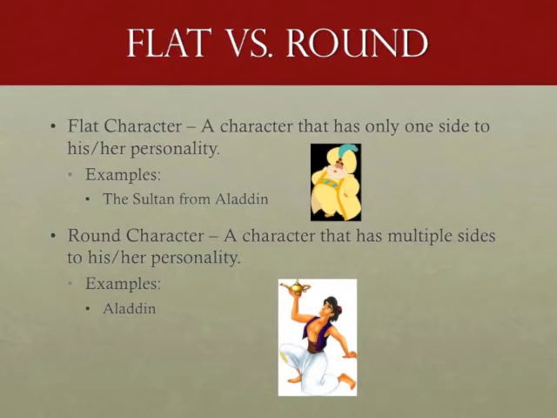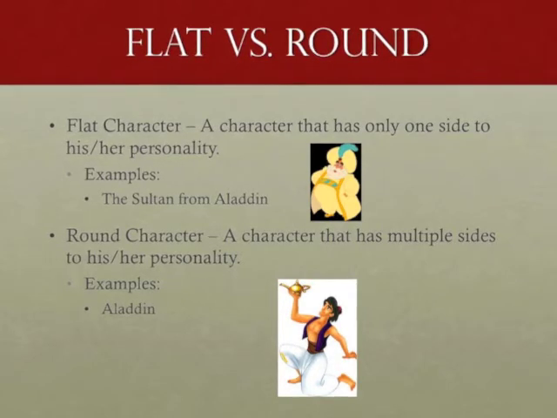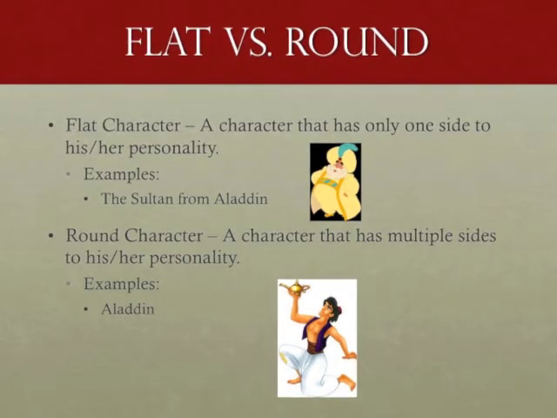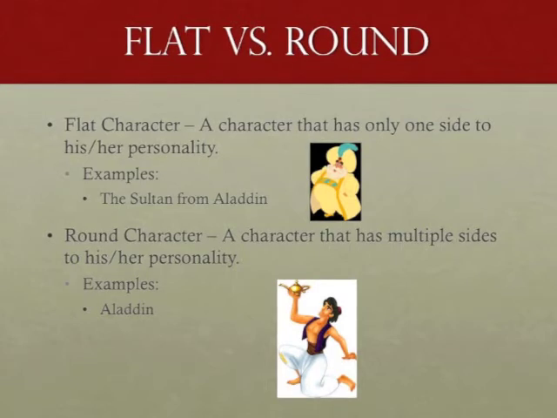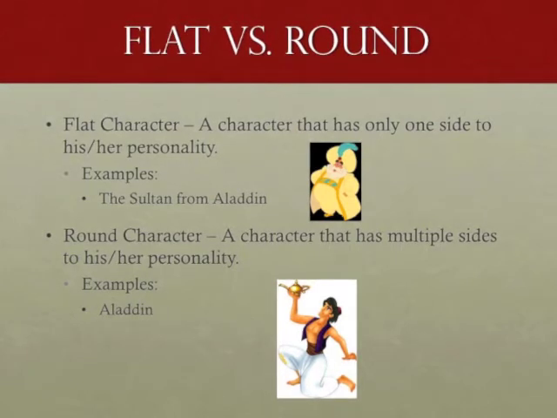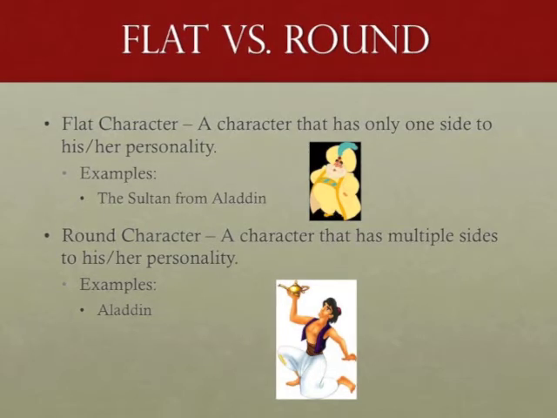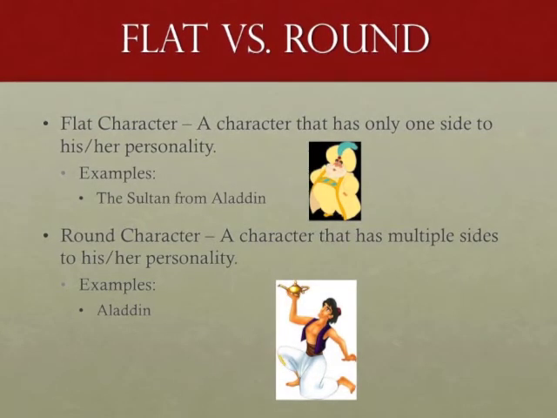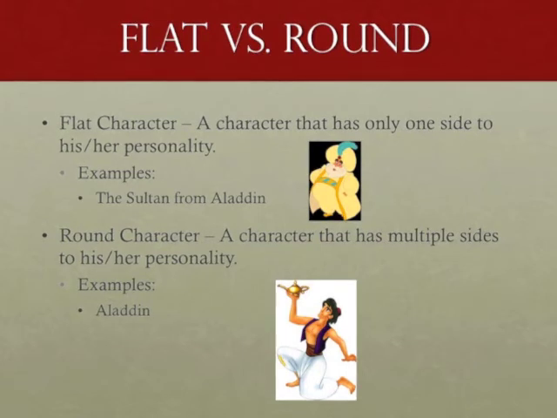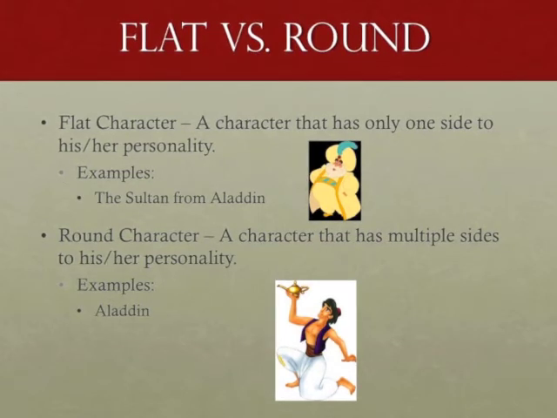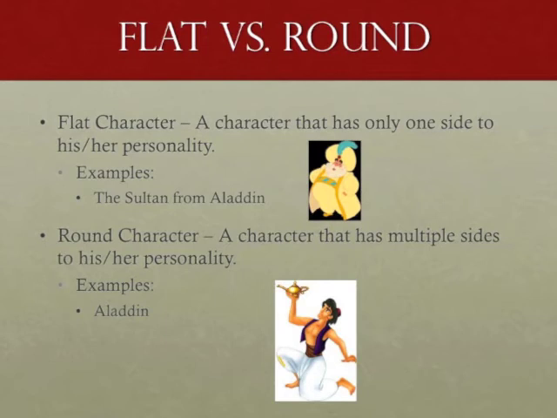Now, there are some other terms that we use when we talk about characters that you may not be as familiar with. One way that we describe characters is either being flat or round. A flat character is a character that really has only one side to their personality. An example of this would be the Sultan from Aladdin. He's always kind of goofy and giggly and loves his daughter. We don't really see a dark side to him or a sneaky side to him. He's just sort of the happy dad.